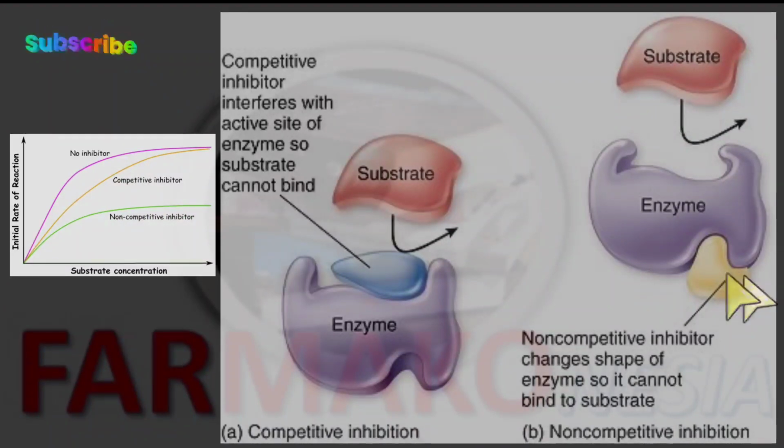Non-competitive inhibitors bind to an allosteric site of the enzyme, a site on the enzyme which is not the active one. This results in a conformational change of the protein, distorting the active site, and thus is unable to bind the substrate. So long as the non-competitive inhibitor is bound, the enzyme remains inactive.